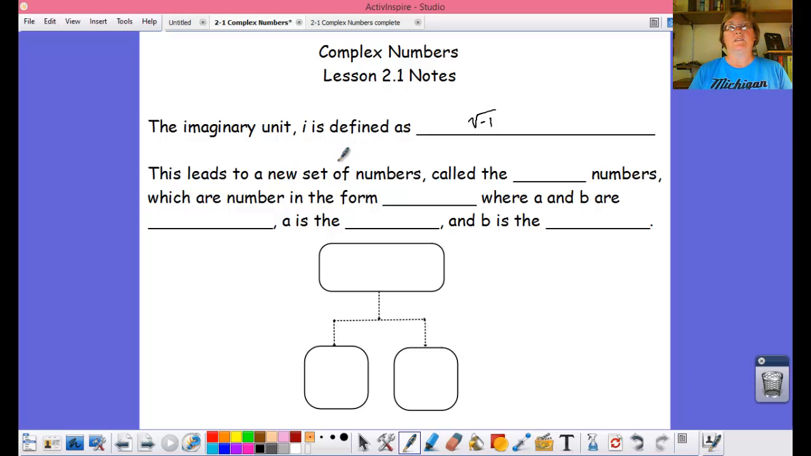That whole business about being able to have the square root of a negative number leads to a whole new set of numbers called the complex numbers, folks. Those are numbers that follow the form a plus bi, where a and b are real numbers. That is, they can be integers, fractions, irrational numbers like the square root of 2. a is the real part of the number. b is the imaginary part.